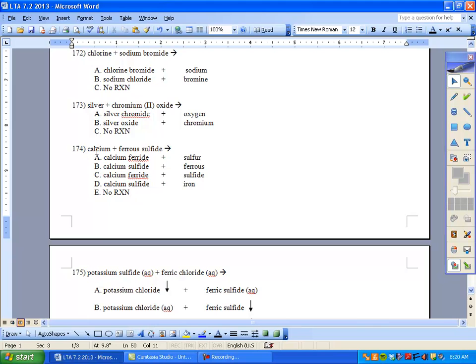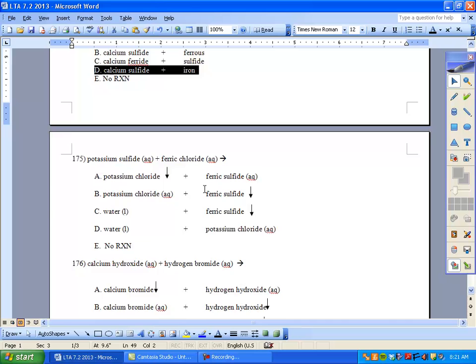Number 174 is another single replacement. I have calcium metal all by itself, attempting to replace iron, the metal in this compound. As it has a charge, it's ferrous. So those two will switch places. I should have calcium sulfide, but not plus ferrous. That would indicate a charge. So the answer is D, calcium sulfide plus iron. Since it's all by itself, no charge.